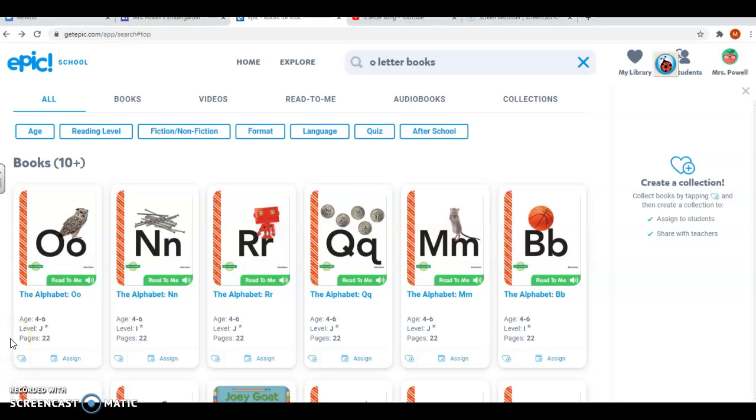We are going to look at not a new letter today. We are going to review a letter. We are going to be reviewing the letter O. And we're going to start off with a book.